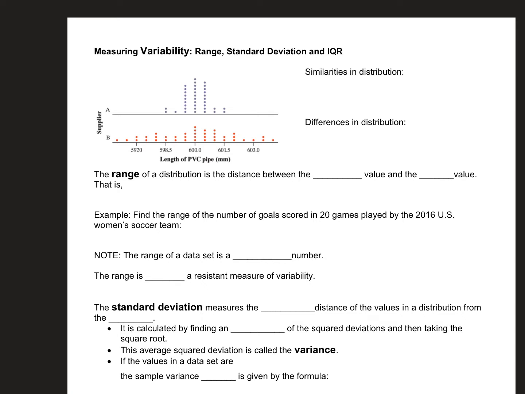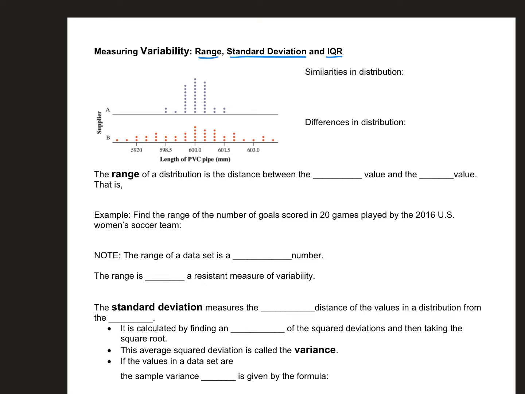Okay, so we know how to measure center. It's either the mean or the median, depending on shape and outliers. And we're going to measure the variability. And the variability, we have three different ways to measure variability. We can do range, which we've already talked about. We can do standard deviation, which we haven't. And we can do the IQR, which we're going to talk about what that is.